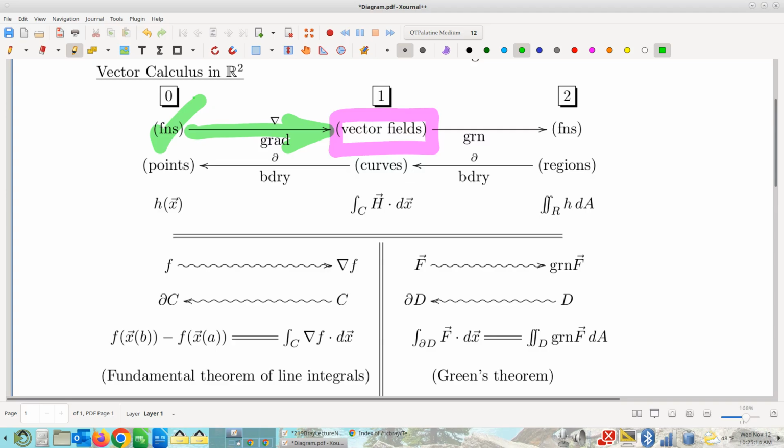How would I represent that it's irrotational, that curl is 0? And you can see how old this diagram is by the fact that I was still calling curl by GRN. I like to think of it as Green's operator. Anyway, it just means curl.